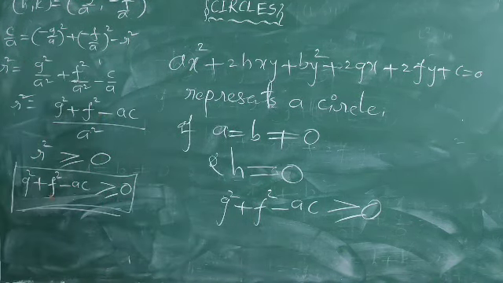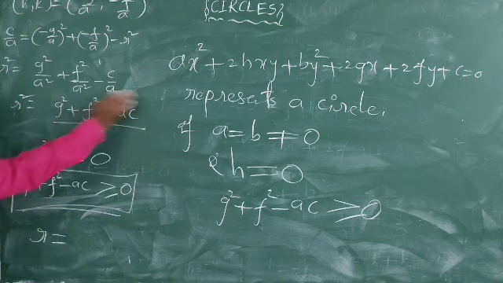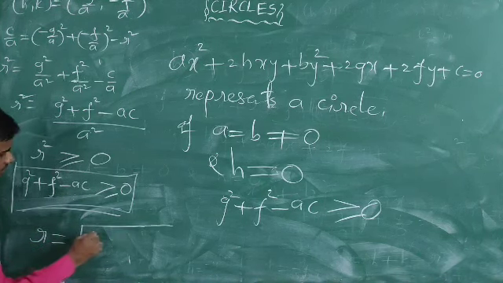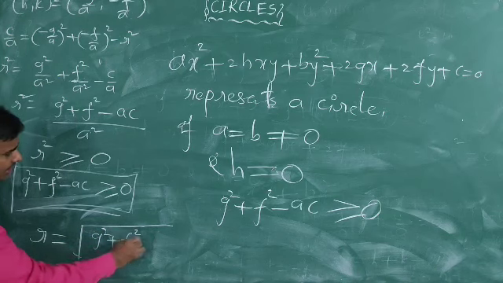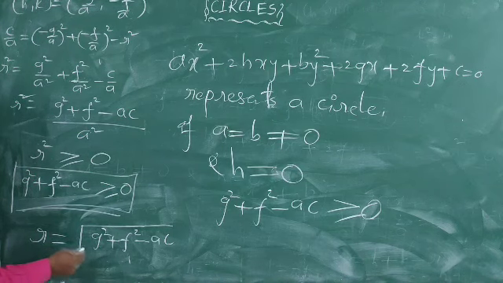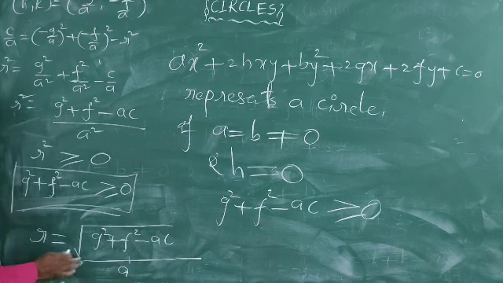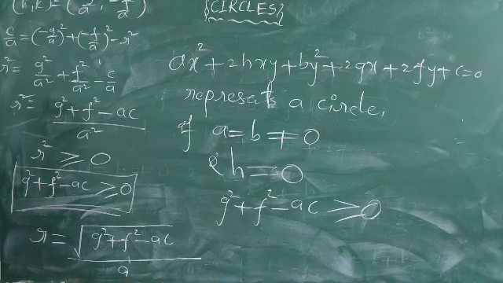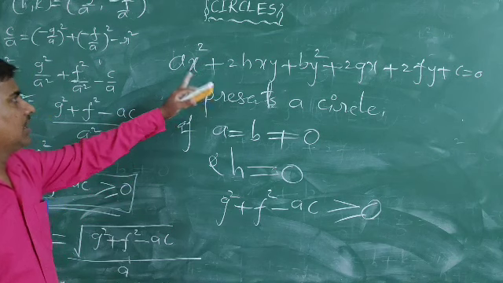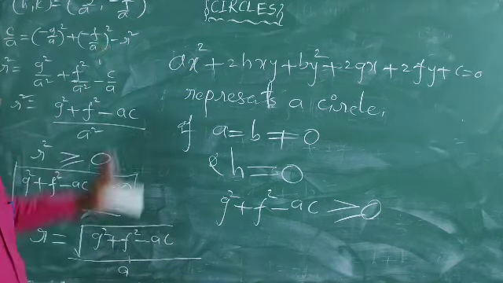So very, very important. If it is a circle, then these conditions hold. And from it, we may observe one thing: our radius is equal to the square root of g square plus f square minus ac, whole by a square. This is the radius of the circle, and the center is minus g by a and minus f by a.